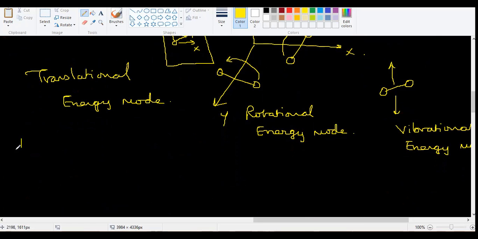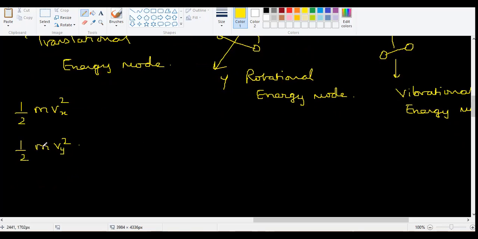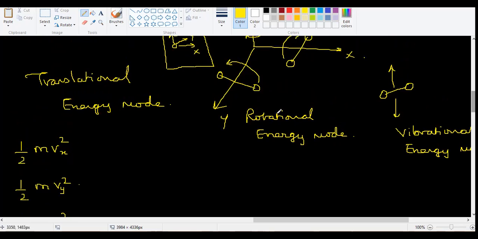So within translation, you have half mv square. It can be moving in the x-axis direction, the y-axis direction, or the z-axis direction. Rotational, we studied something called rotational system of particles, chapter 7.